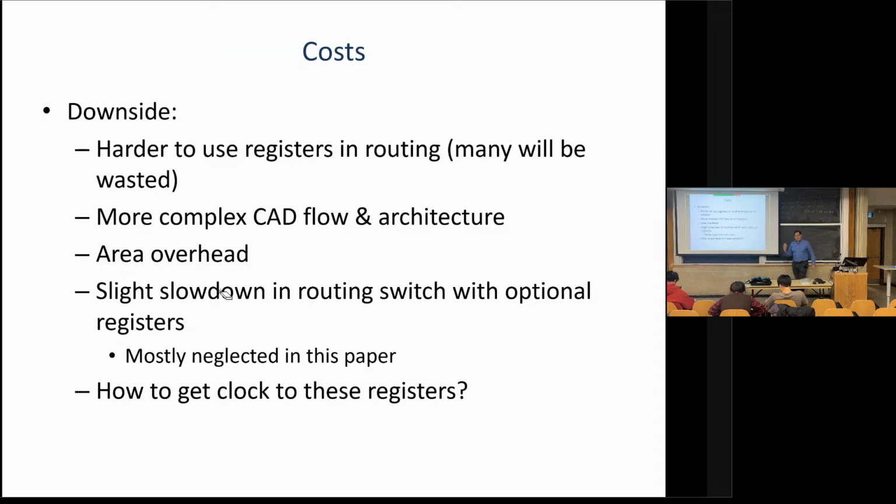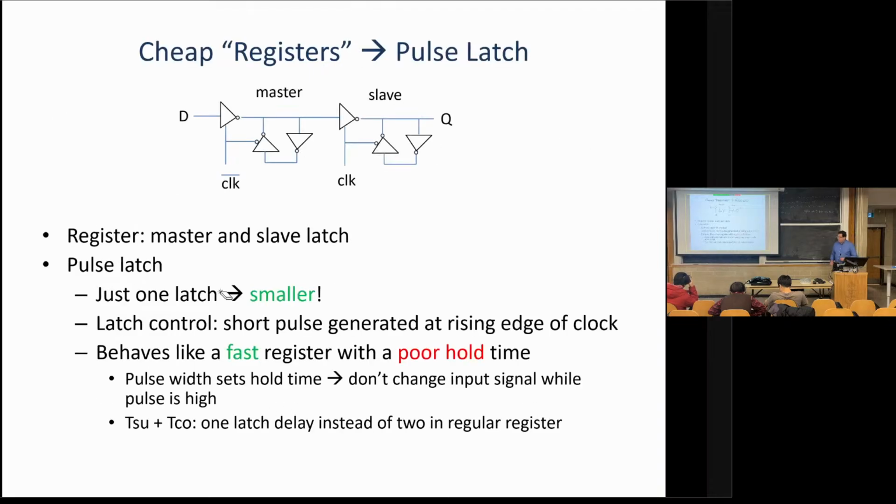And then how do we get the clock to these registers? You think about a logic block, it kind of groups together clocks and all sorts of signals. Okay, we put registers in the routing fabric. Where does the clock come from? Like other routing wires? Where did it come from? Okay, so what they do, they do a very clever thing to get these registers.